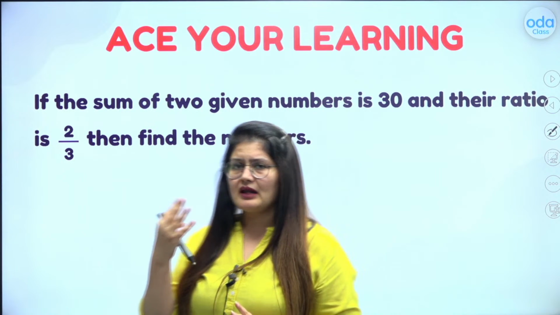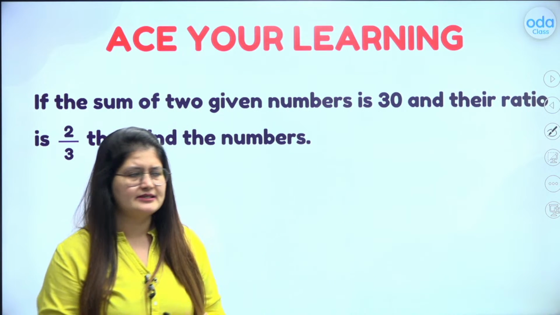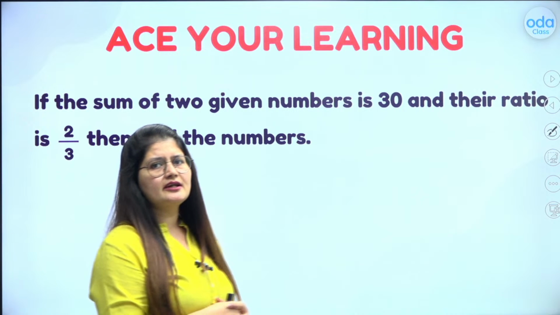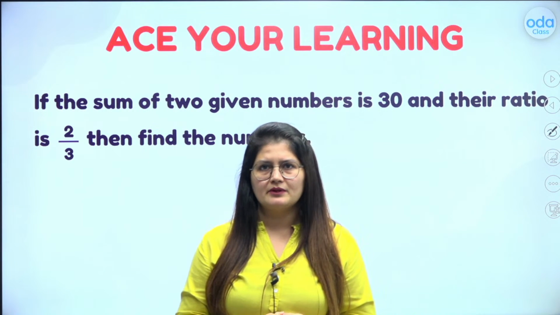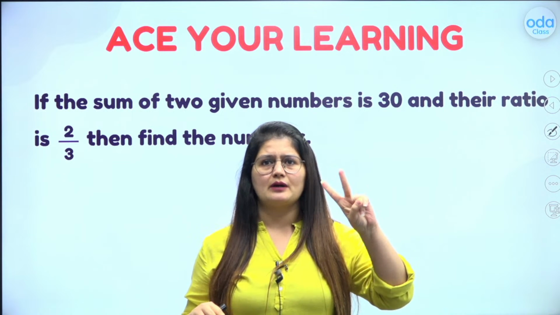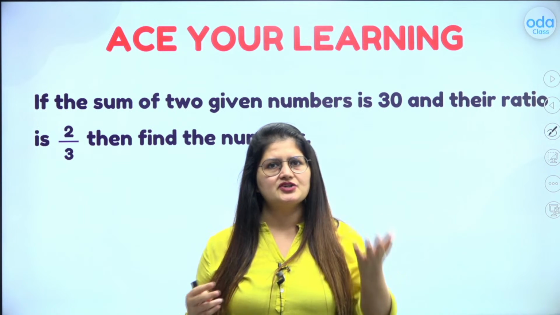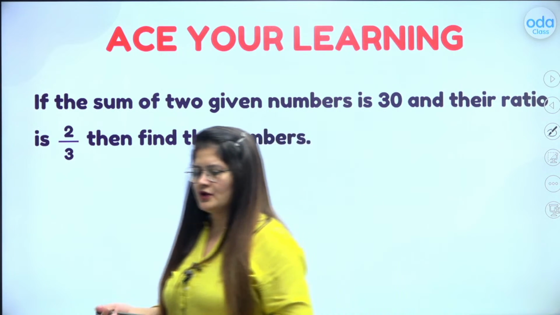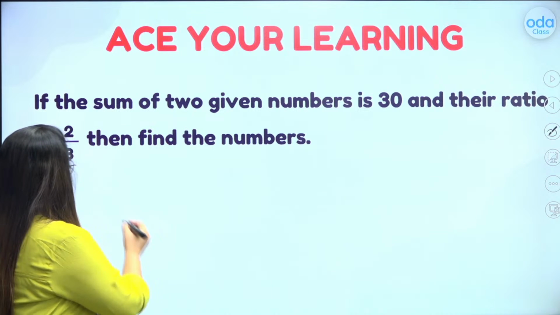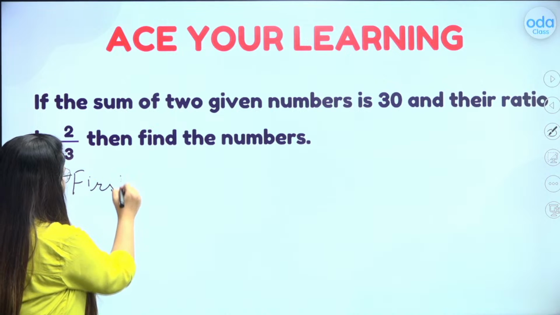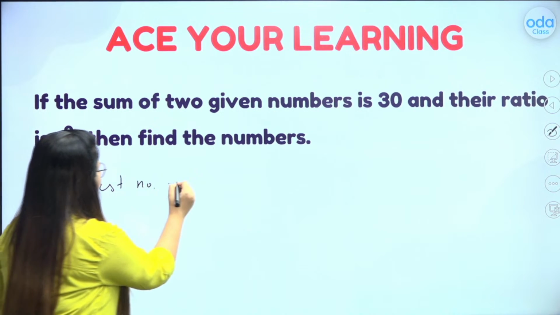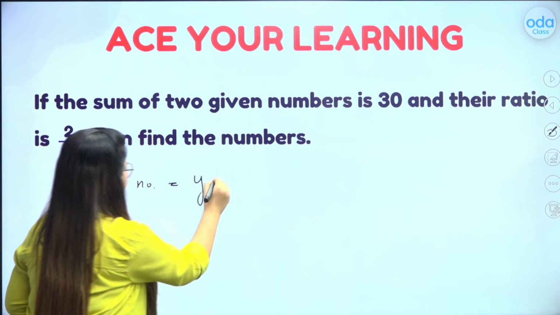Now here you need to understand this thing. First understand what's the relation between the two numbers, right? The relation between the two numbers is that the sum of these two numbers is 30. That's the relation that we are given. So let's talk about the first number. The first number, let's just take it as y.